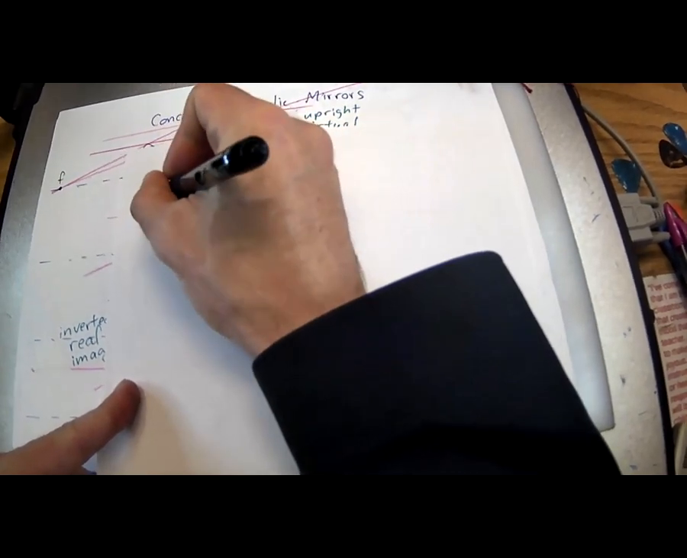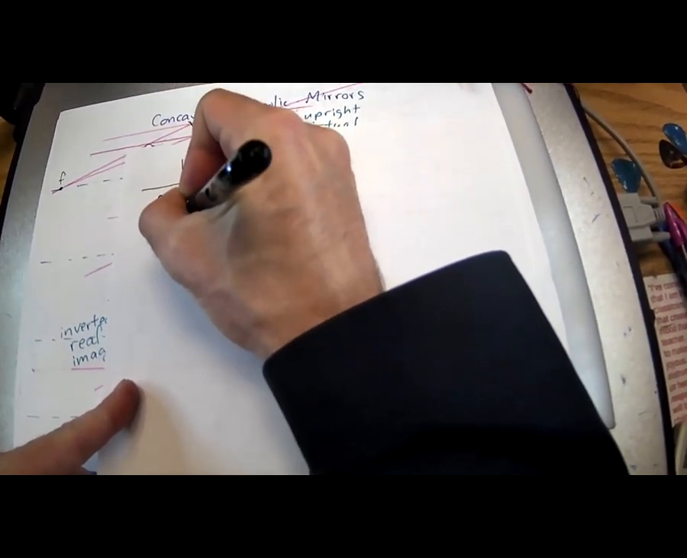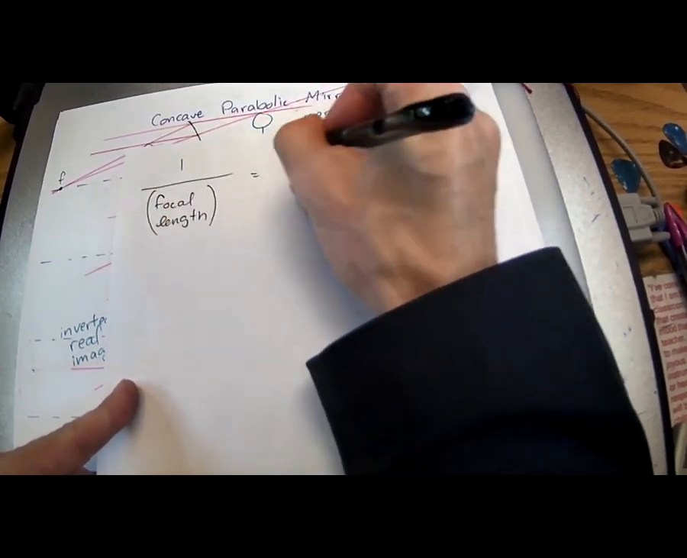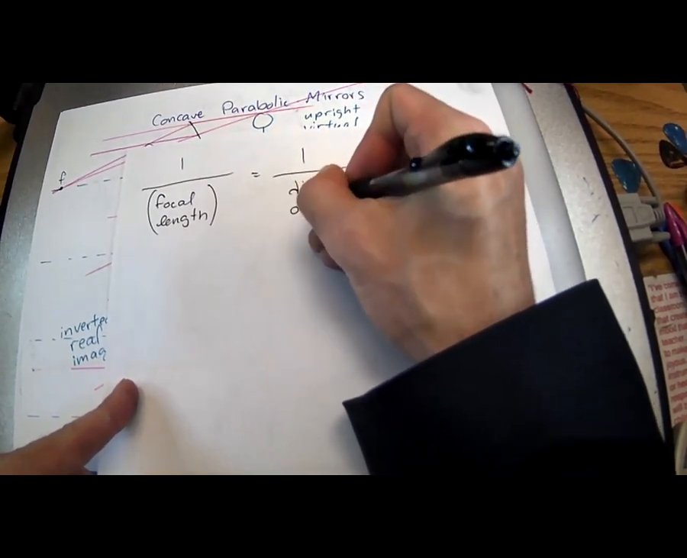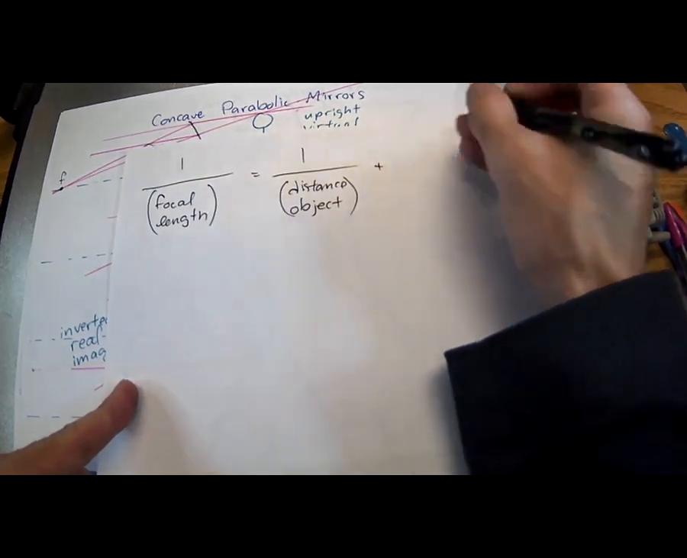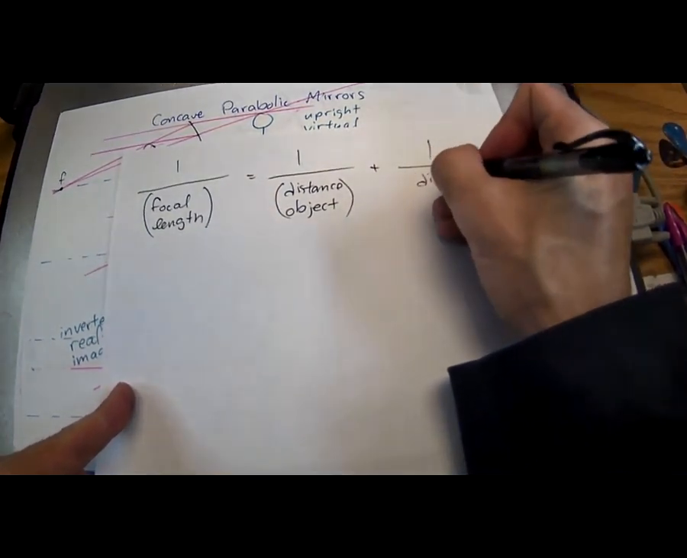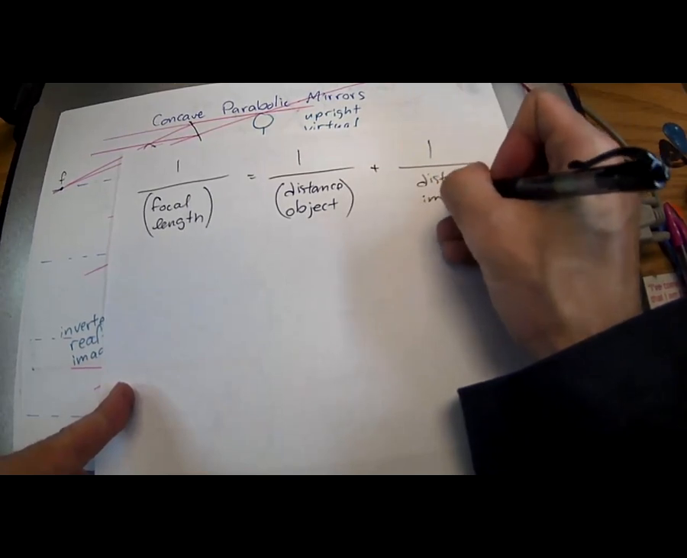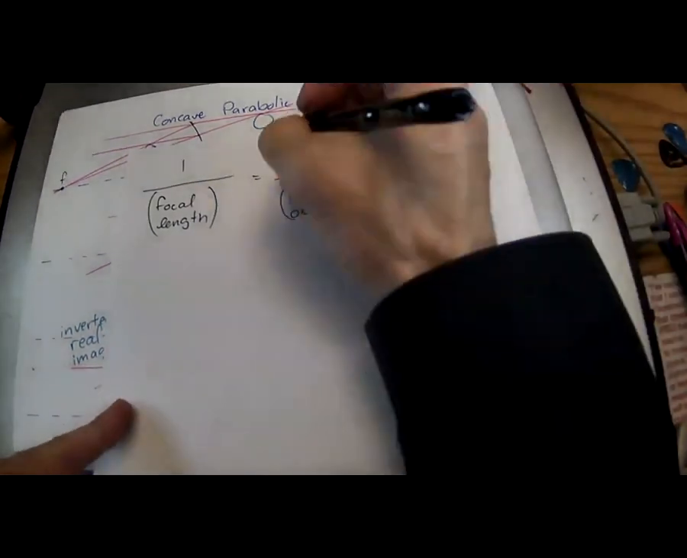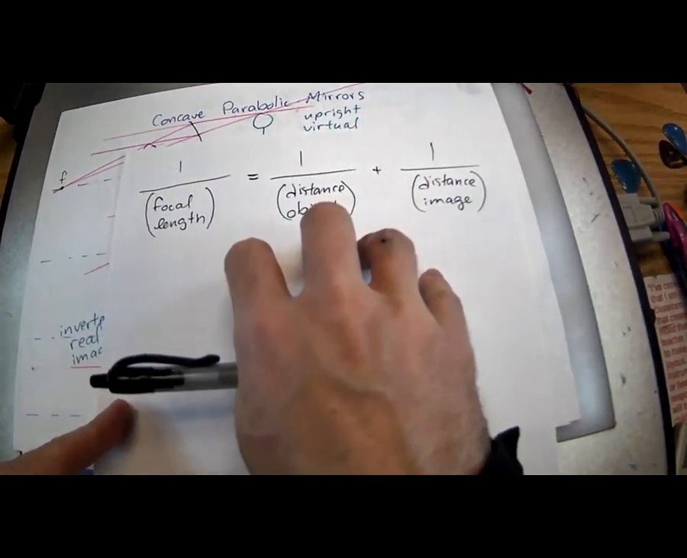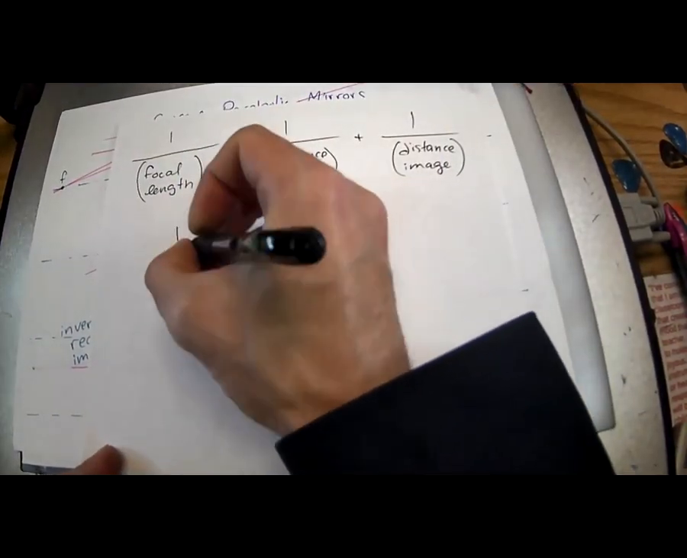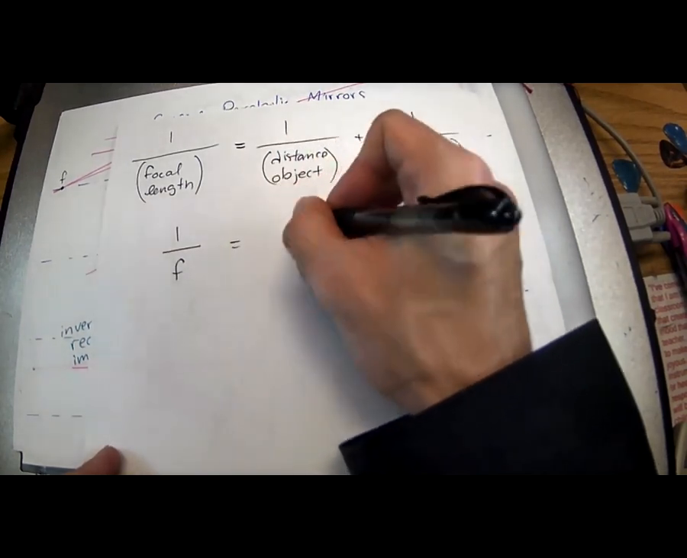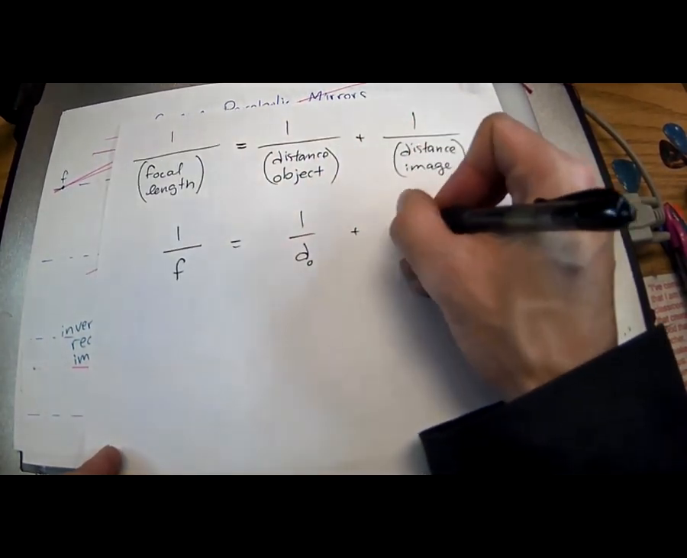So the equation goes like this: 1 over the focal length is equal to 1 over the distance of the object from the mirrored surface plus 1 over the distance of the image to the mirrored surface. So supposedly this should line up with these ray diagrams. We're going to test this out. Here's what this looks like in variable form: 1 over f for focal length equals 1 over do plus 1 over di.